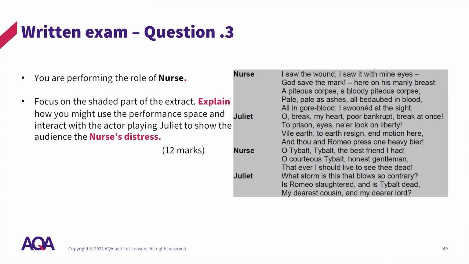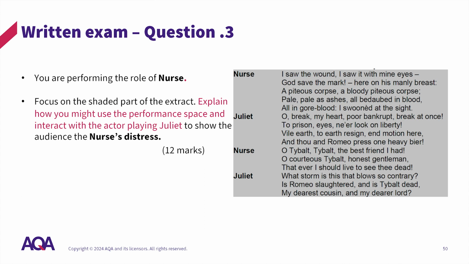Students will be performing the same role as that identified in the Point 2 question. In this case, from the 2022 series, it's the nurse within Romeo and Juliet. Students will need to explain how they might use performance space and interact with the other character in the shaded part of the extract. These Point 3 questions always follow the same structure.